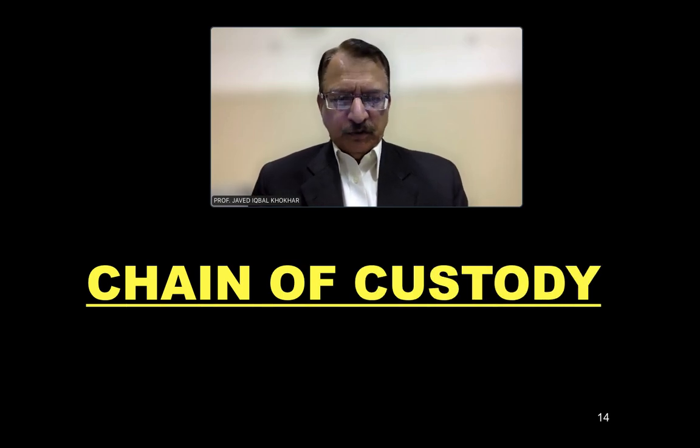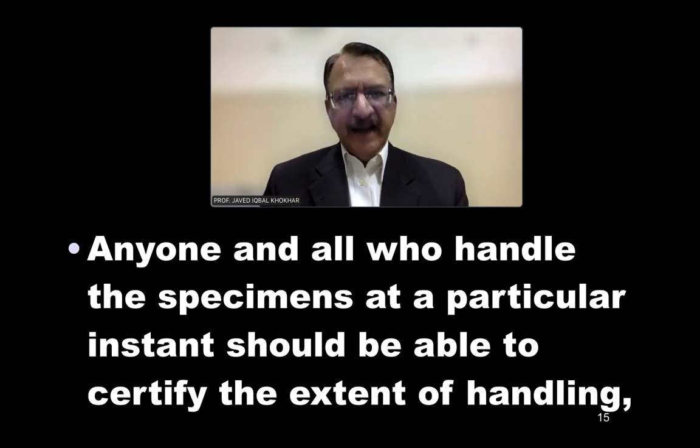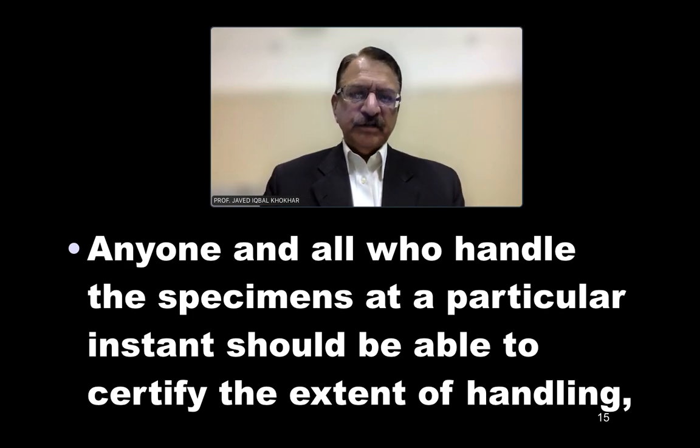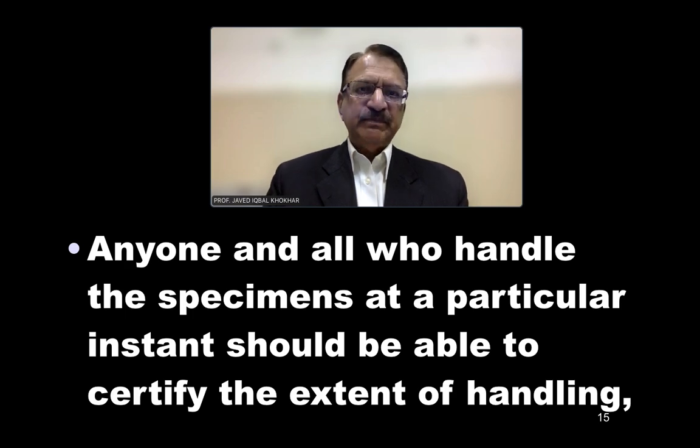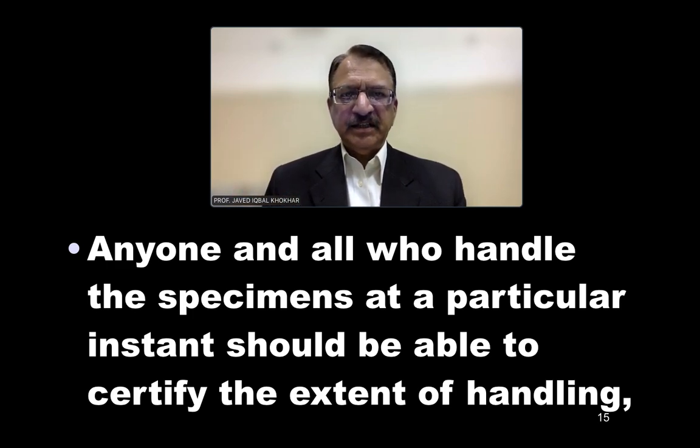Now let us talk about the chain of custody. It means anyone or all who are handling the specimens at a particular instance should be able to certify the extent of handling. That means when they put the specimen in the container, they affix a paper on it containing what specimen it is, who has taken it, and who is preserving and sealing it. Then the seal is fixed. He should sign receiving the specimen, and when you hand it over, you should hand it over with signature, date and time.